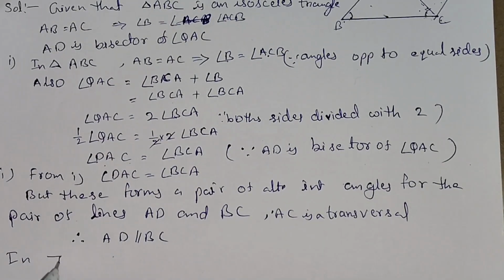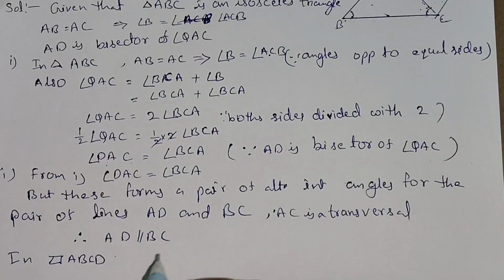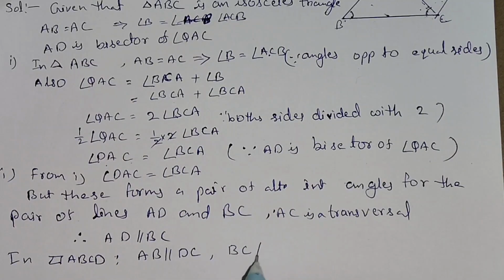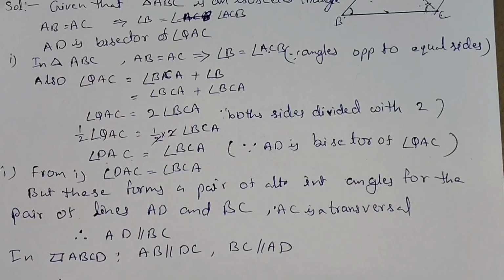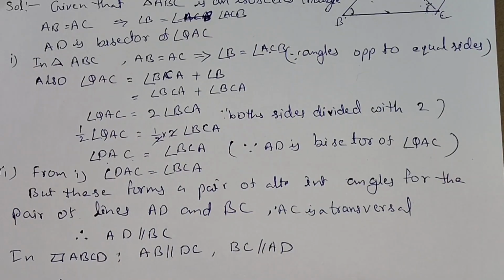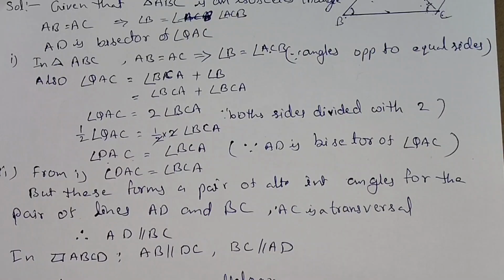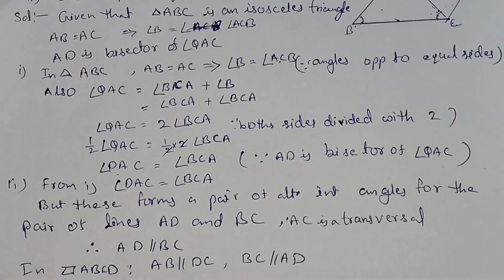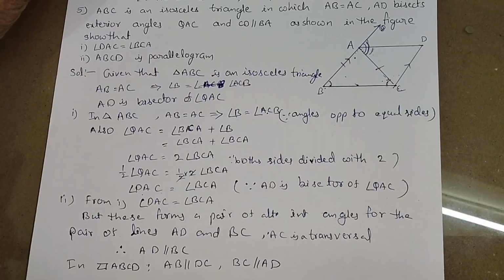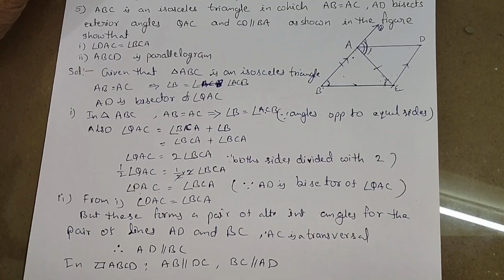So in ABCD, AB is parallel to DC and BC is parallel to AD. So therefore ABCD is a parallelogram. So this is the fifth proof. This is the complete solution of the fifth one.